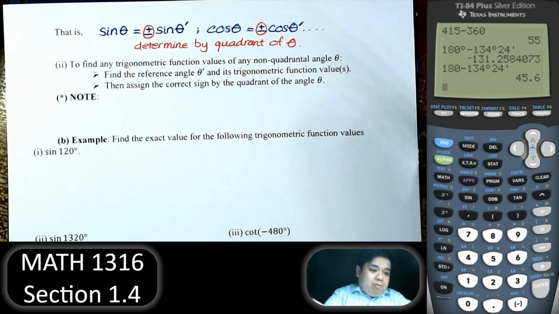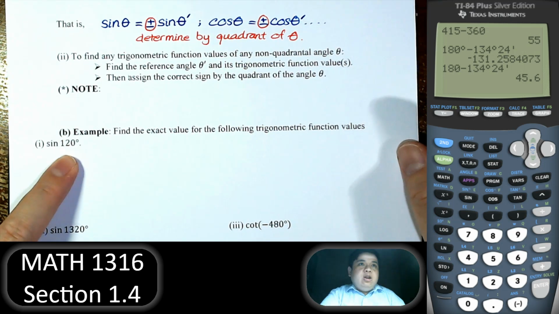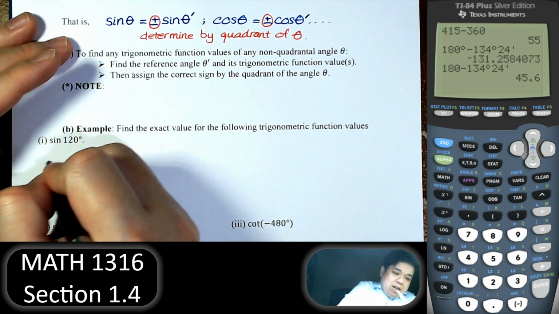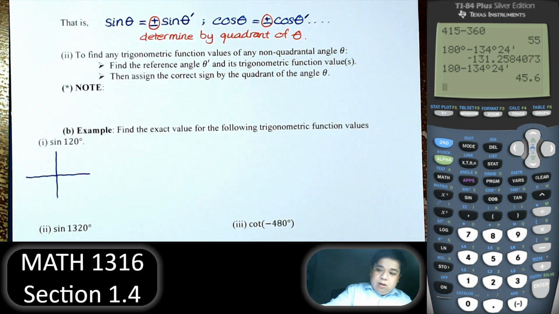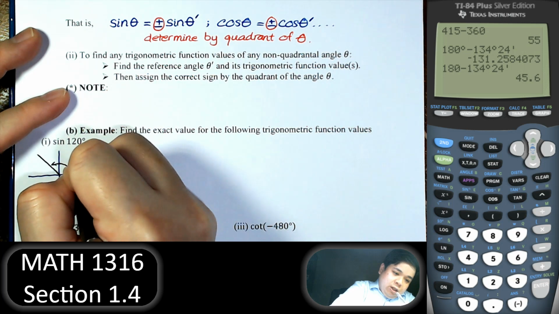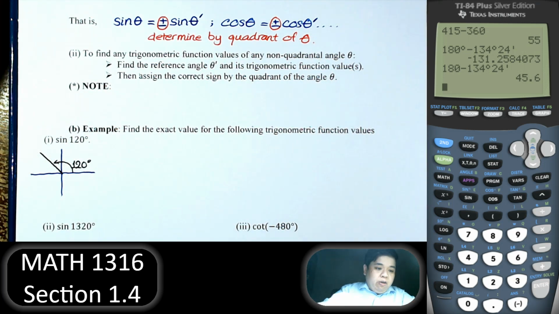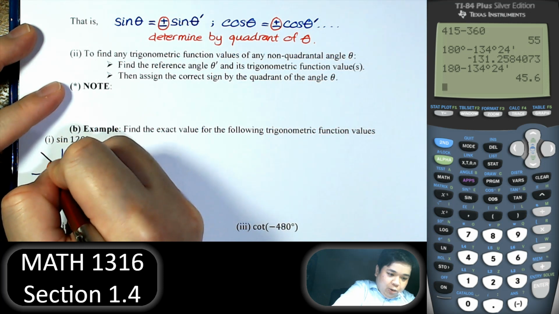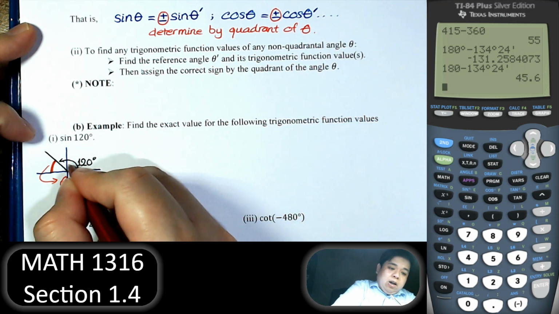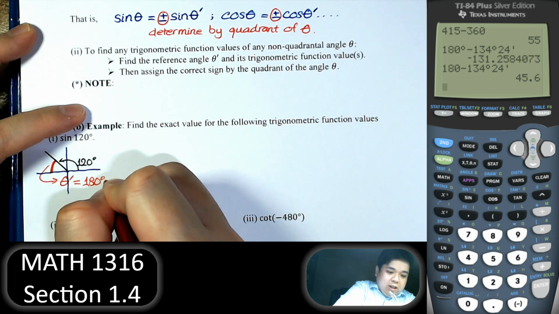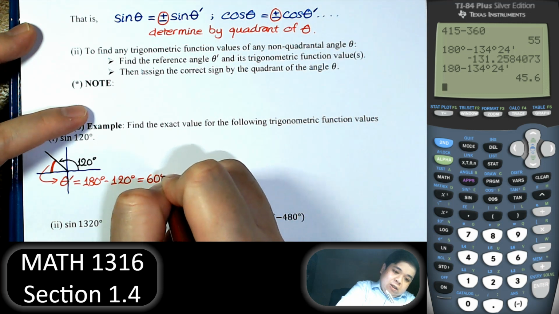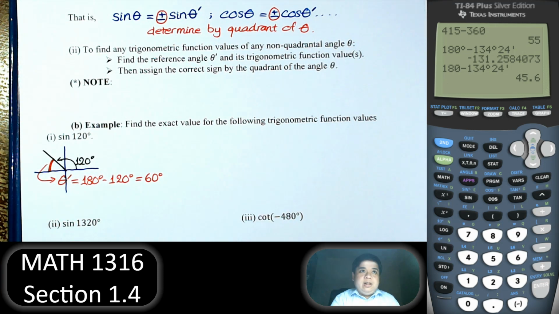Let's do it. The first example, sine of 120 degrees. Let's draw that real quick. 120. The reference angle is going to be here, right? We form the angle so that it is acute. So for the reference angle, the whole thing is 180 minus 120. It's going to be 60 degrees. So the reference angle is equal to 60 degrees.